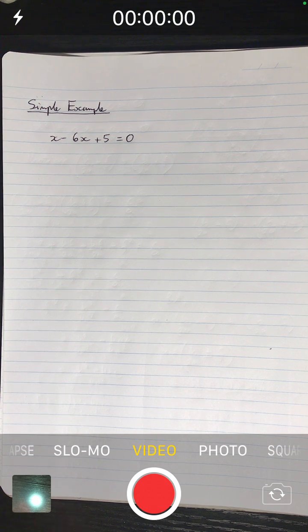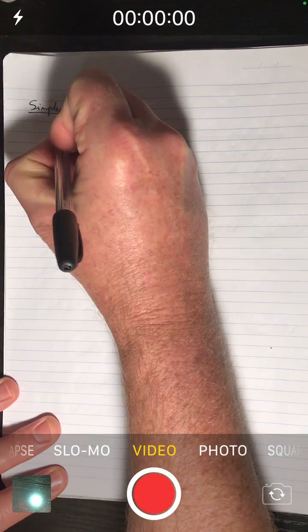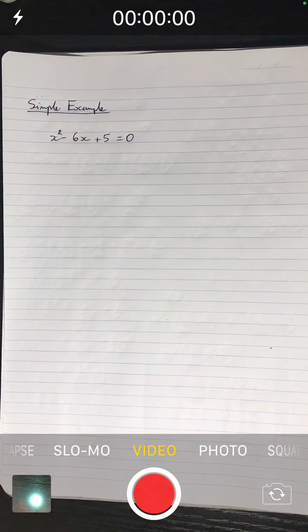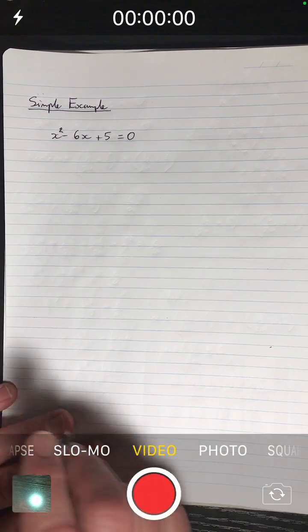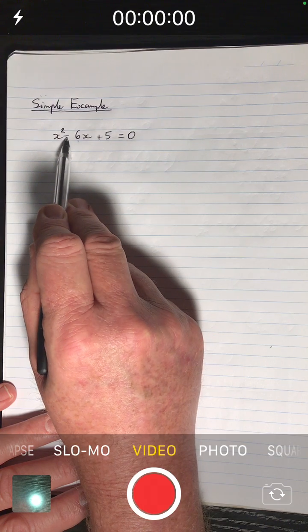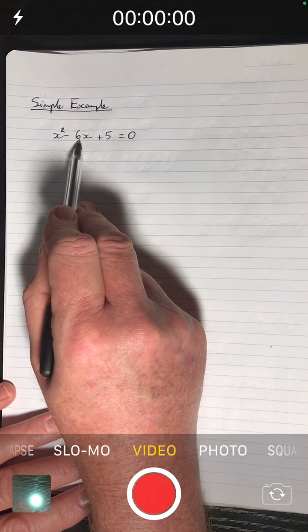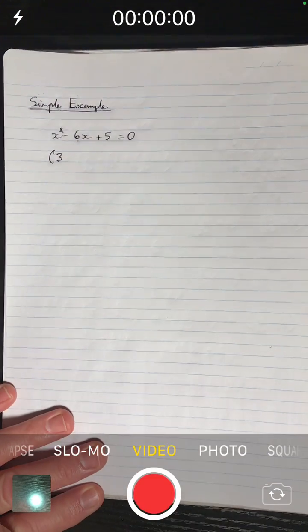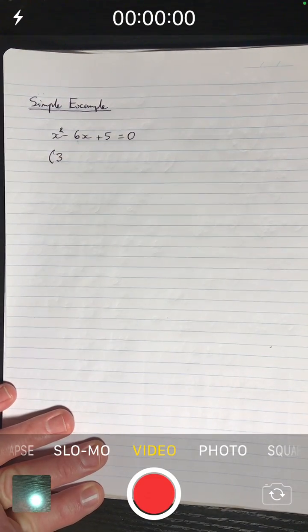Okay, let's have a look at a simple example before having a look at a complex example. So we've got our quadratic of x squared minus 6x plus 5. As all that setup suggested before, we take this number here, don't worry about the sign, just this number here, and divide by 2. So that becomes the first part of our, if you like, symmetry equation.